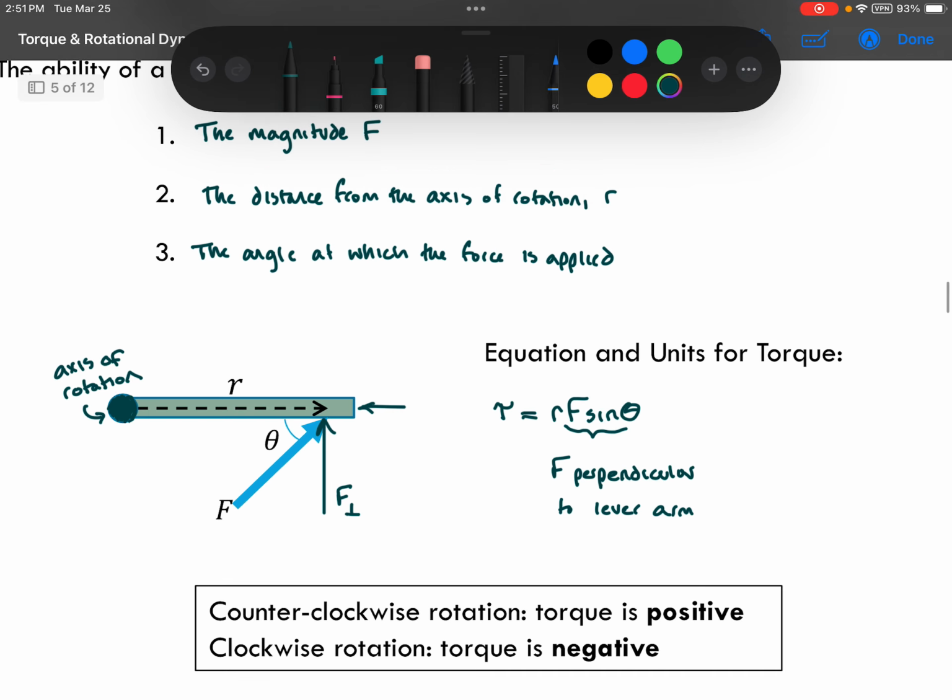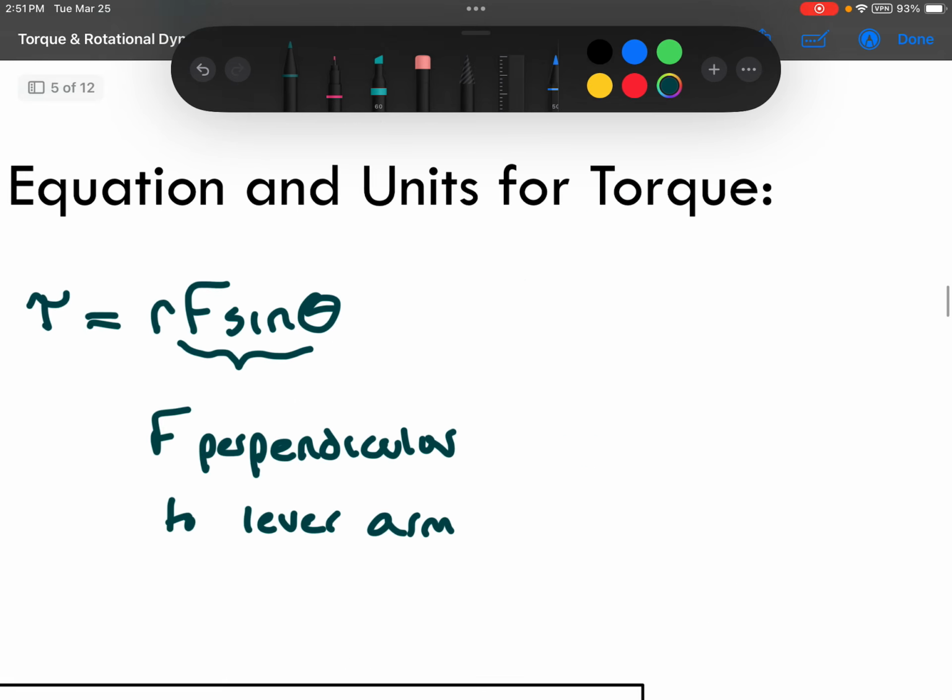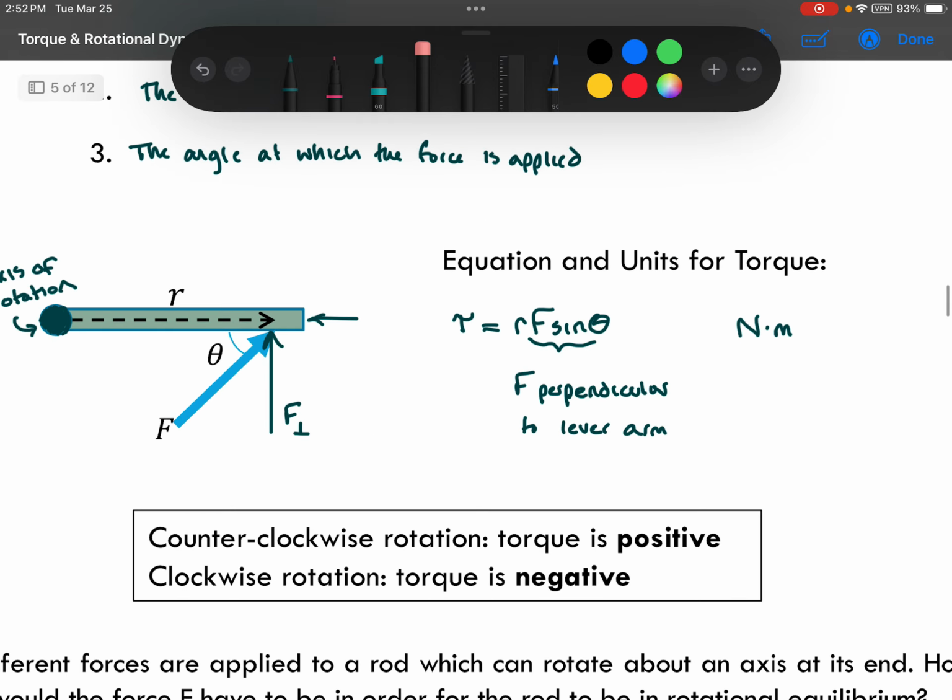All right. Next idea are units for torque. Well, we have a distance and we have a force. And so we typically switch the order of that for our unit. It's going to be Newton meters. So Newton times meters. And that is our unit.